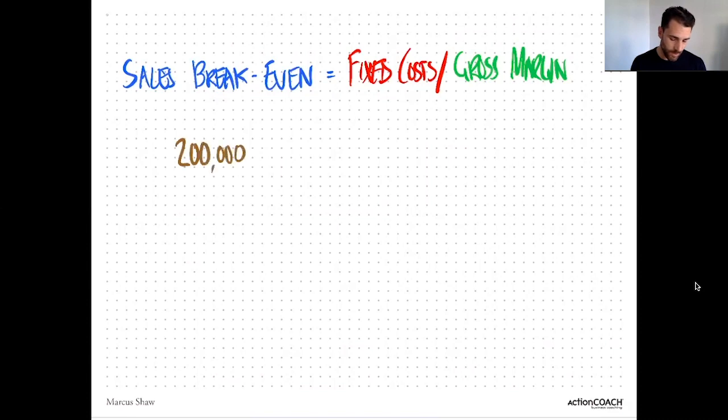$200,000 worth of fixed costs at, say, 40% margin or 0.4. That would require us to sell $500,000 worth of products or services per year. Let's just say that's an annual figure. Now, that number isn't too helpful for us annualized. We really want that in a smaller chunk. So we can break that down.